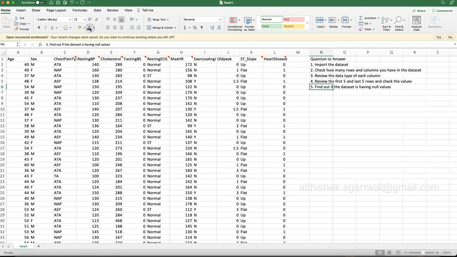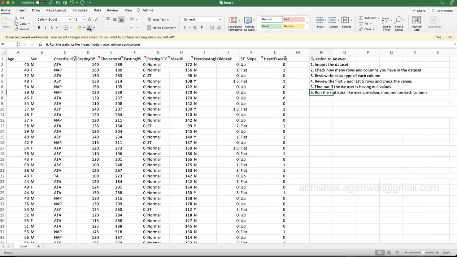The next question is to find out if the data set is having null values. So you need to check at a data set level first, and then for each column, whether any of the columns is having null values. After that, the next question is to run the statistics like the mean, median, max, minimum, those percentiles and all are going to come over here.